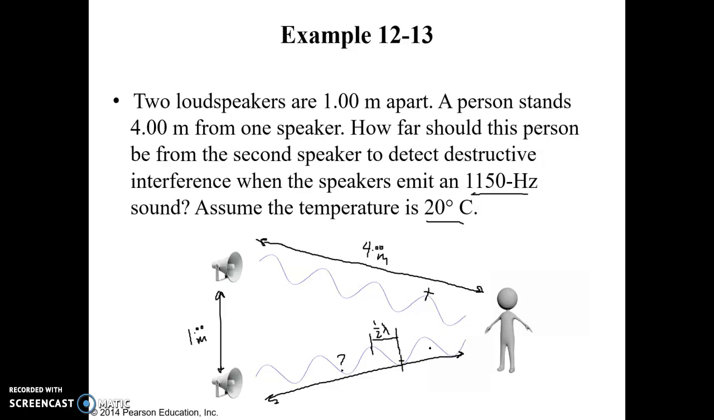Okay, so we want the distance to this speaker to be 4, and then either plus or minus half of a wavelength. And if we do that, then we'll assure ourselves that while this is at the peak of its wave, the other will be at the bottom.